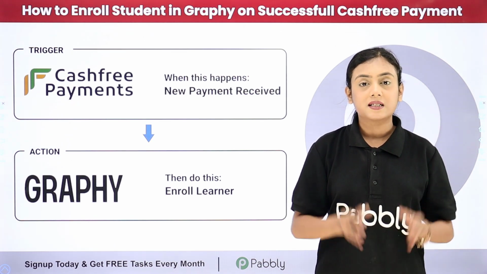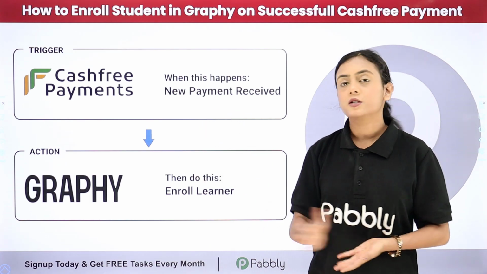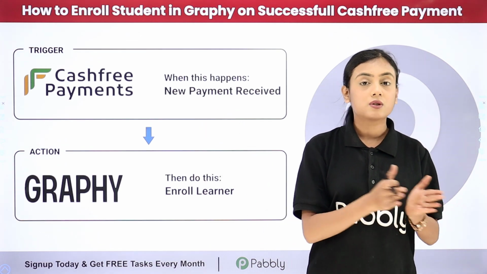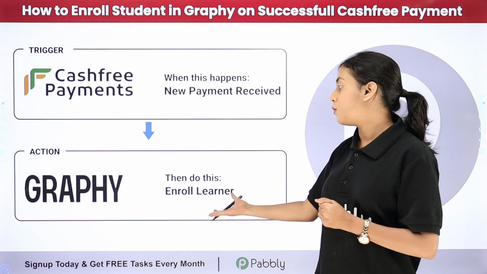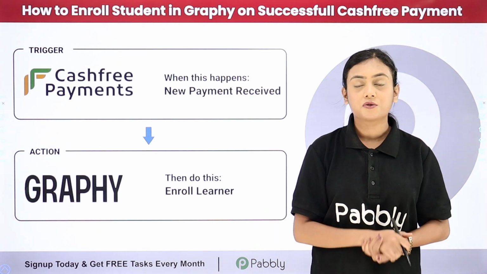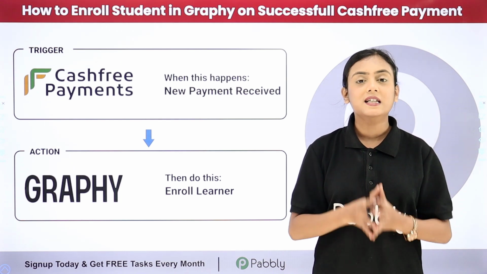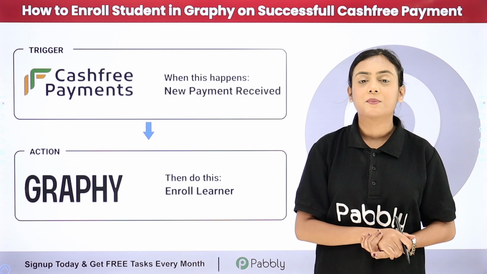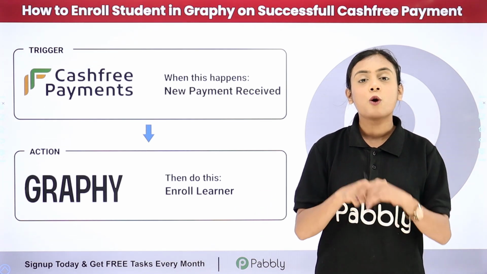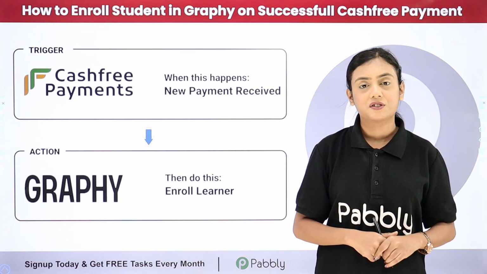Here, what I want is that as soon as I receive a new payment with the help of Cashfree, as a student purchases that course, I want to enroll that student in the course that I've created in my Graphy account. Now, doing this manually is very time consuming. So what I did was I simply automated this entire process with the help of Pabbly Connect, which is an amazing automation and integration software.